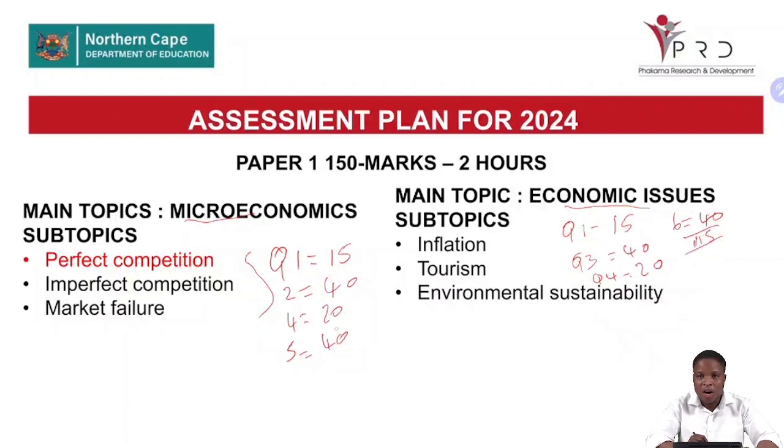Same with microeconomics, you can score about 150 if all your answers are correct and you are focusing on microeconomics. But knowing that all our answers may not be correct, it is important for you to revise both micro and economic issues for paper 2. You must revise both micro and economic issues.